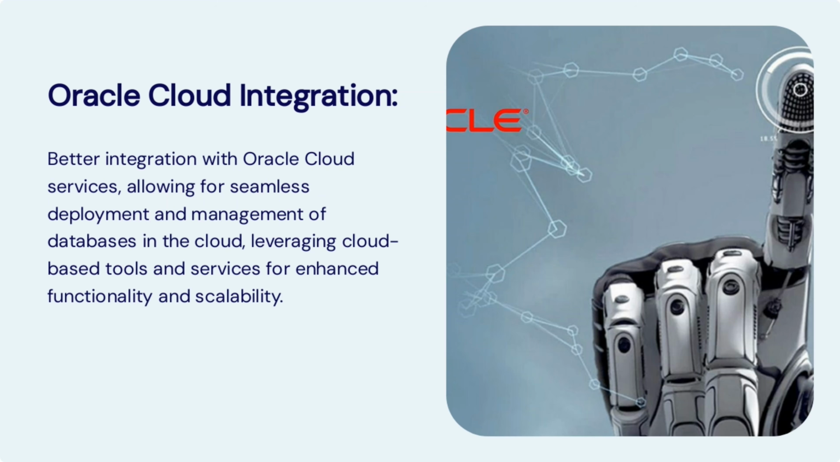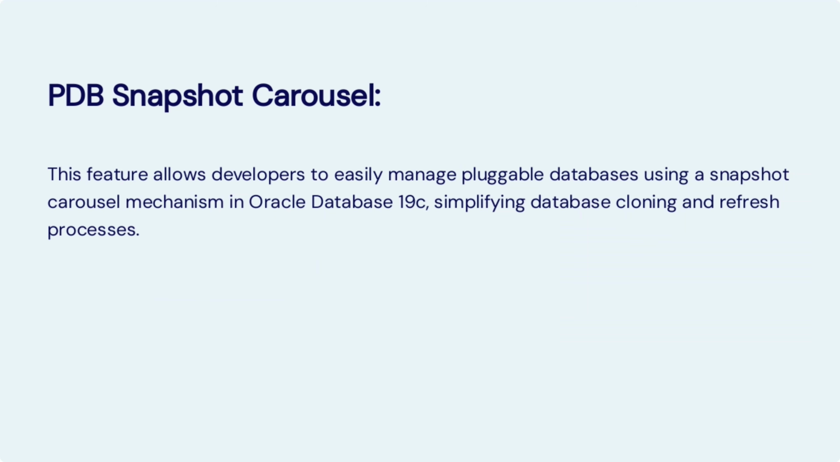Oracle Cloud Integration offers better integration with Oracle Cloud Services, allowing for seamless deployment and management of databases in the cloud. This enables us to leverage cloud-based tools and services for enhanced functionality and scalability. This feature allows us to easily manage pluggable databases using a snapshot carousel mechanism in Oracle Database 19c, simplifying database cloning and refresh processes.